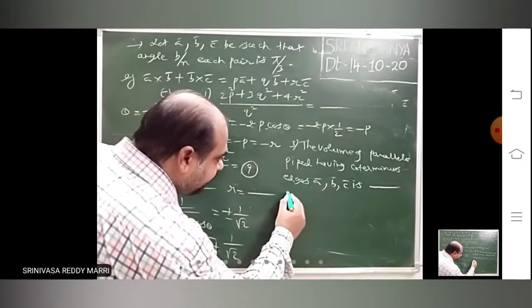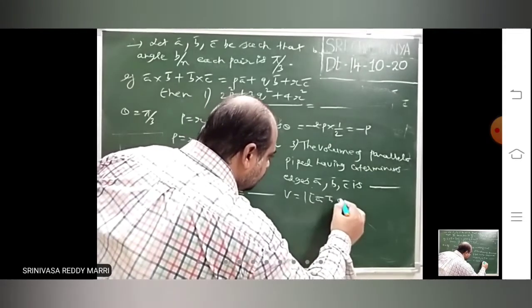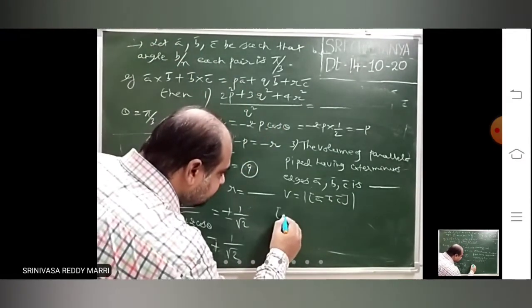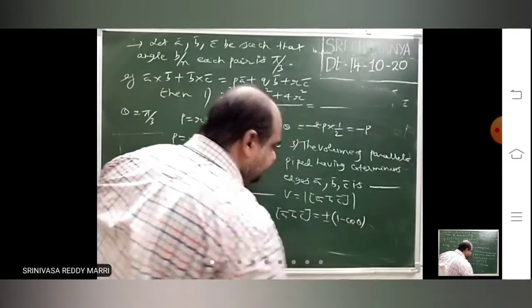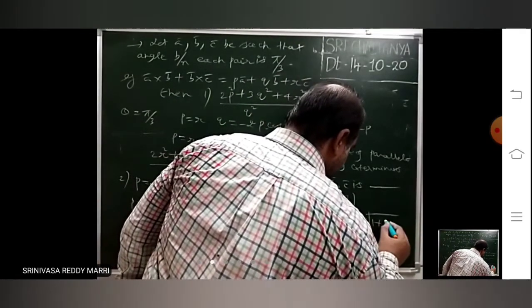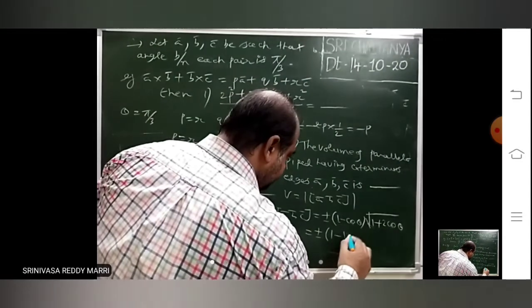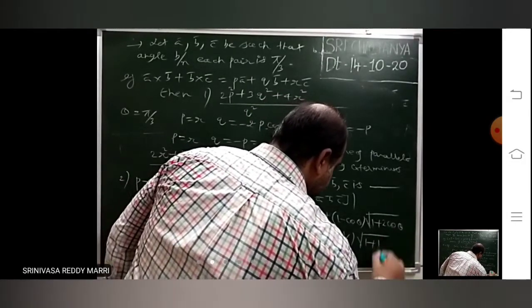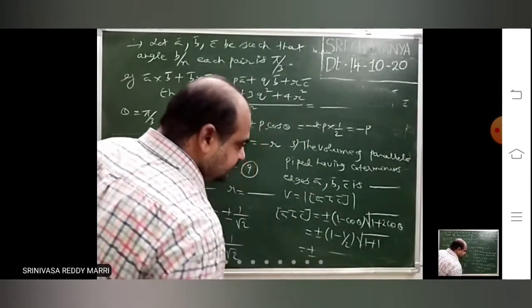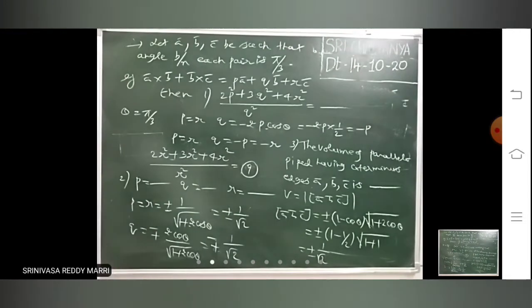Volume is nothing but the modulus of this. So box ABC, I have told the formula, plus or minus 1 minus cos theta into 2 cos theta. So this is 1 minus 1 by 2 into root of 2 into 1 by 2, 1. Therefore, this is nothing but root 2 divided by 2, 1 by root 2. Therefore, volume you will get easily.